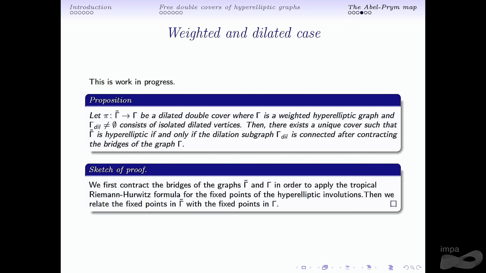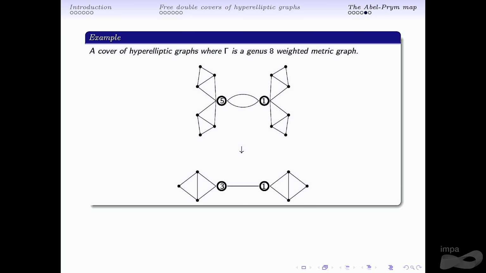And as a sketch of proof, we always contract the bridges, and we use the Riemann-Hurwitz formula in order to relate the fixed points of the hyperelliptic involution on the two graphs. And this is an example where we have two dilated isolated vertices, but when we contract the bridges, we have just one component. And this is a hyperelliptic cover, a cover of hyperelliptic graphs.